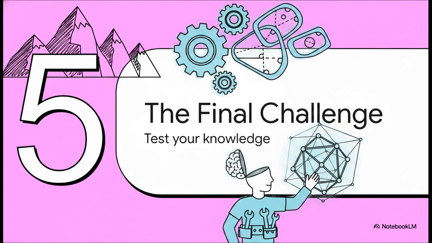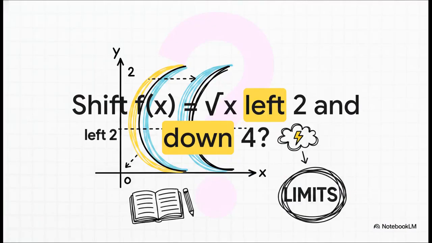And finally, section 5, the final challenge. We've covered some really crucial ground today, going from those basic naked functions to some highly customized mathematical models. So let's put your new toolkit to the test. If your base function is f of x equals the square root of x, what is the exact algebraic formula for a graph that is shifted 2 units to the left and 4 units down?